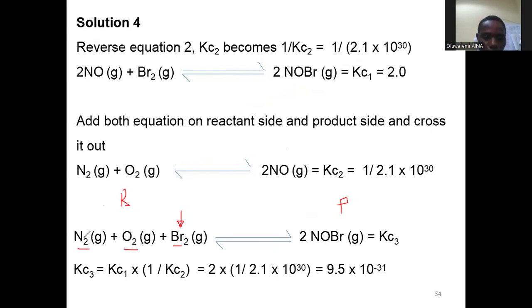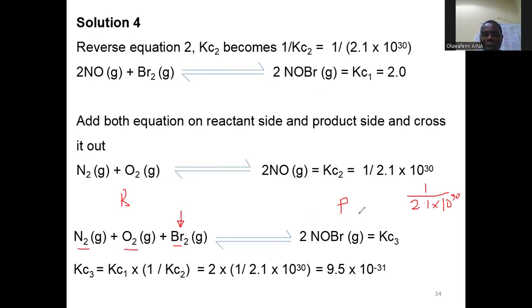All right, so that means you are going to also do the same thing to the Kc values. Kc value for equation 1 remains the same, 2.0, but Kc value for equation 2, which is 2.1 times 10 raised to power 30, is now inverted. That's why you see this one here. This is the same thing as 1 over 2.1 times 10 raised to power 30.